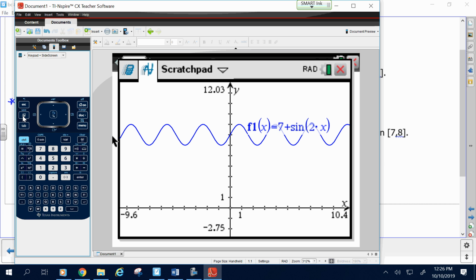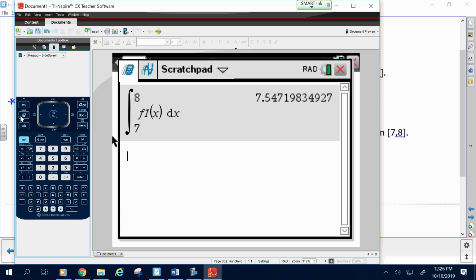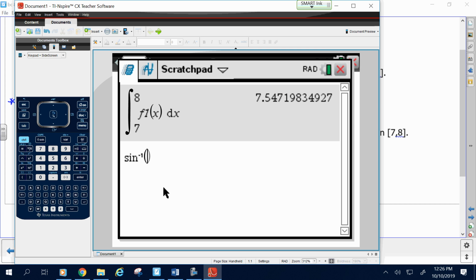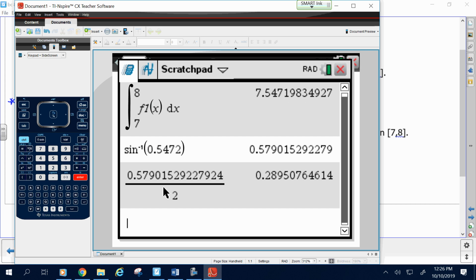You solved it? Okay. All right. So let's go here, actually. So you said you did the inverse sine of, what was it, 0.5472? Oh, yeah. And then you divided that by 2. Yep. Okay, and you got 0.289, yes?